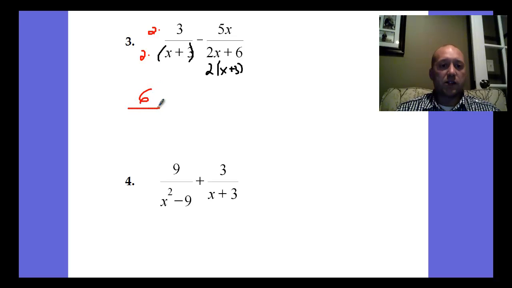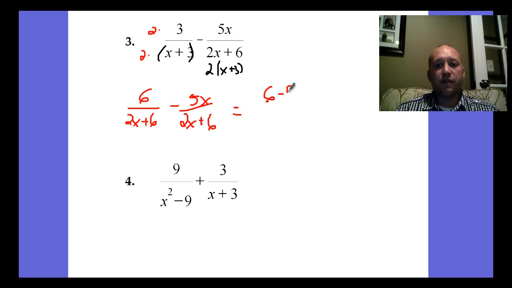And so we get 6 over 2x plus 6 minus 5x over 2x plus 6. Then we can subtract the numerators, so it's 6 minus 5x all over 2x plus 6. And we cannot reduce the 6's, and we cannot reduce any of these x's, because the numerator and denominator have these addition and subtraction signs, which tie these terms together.